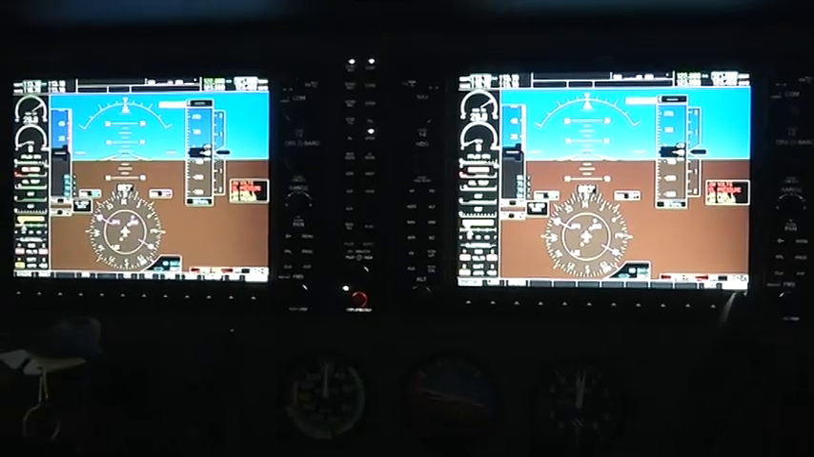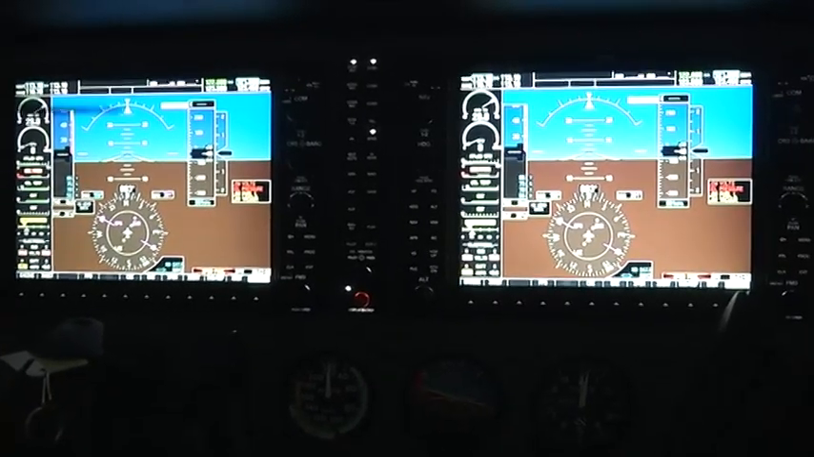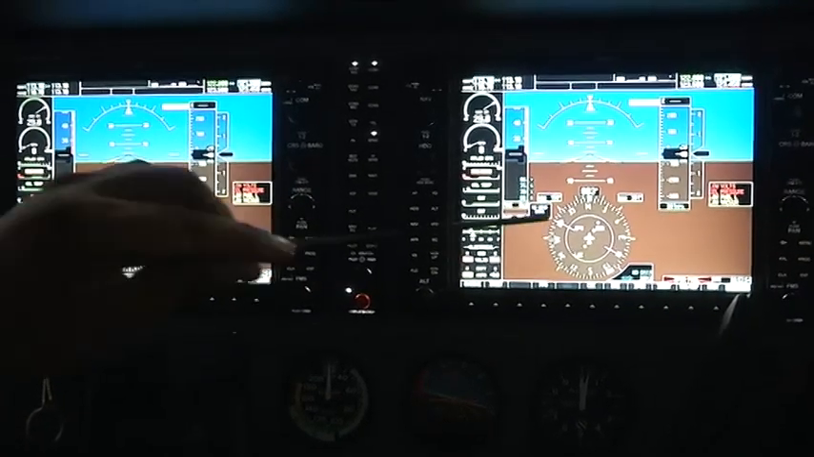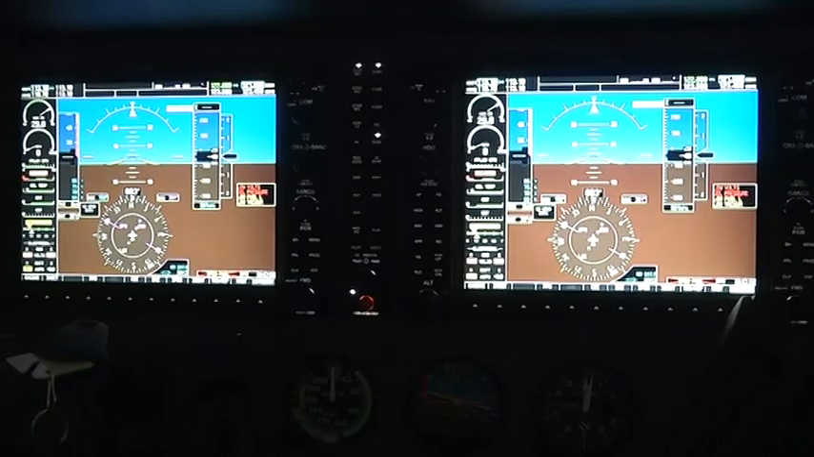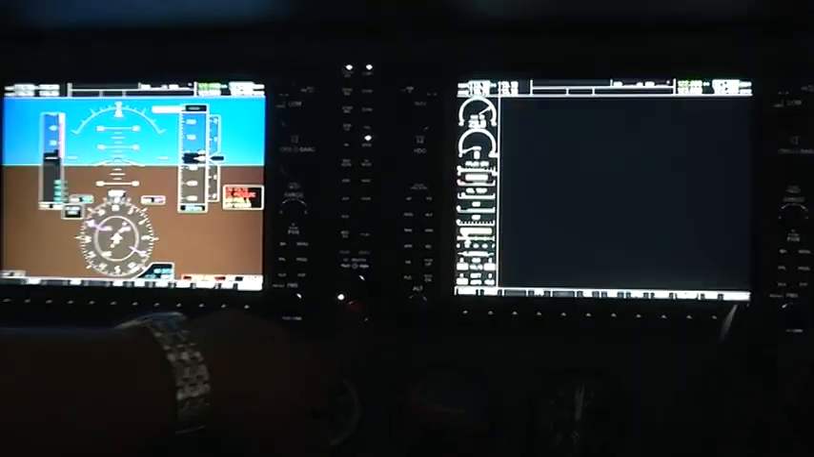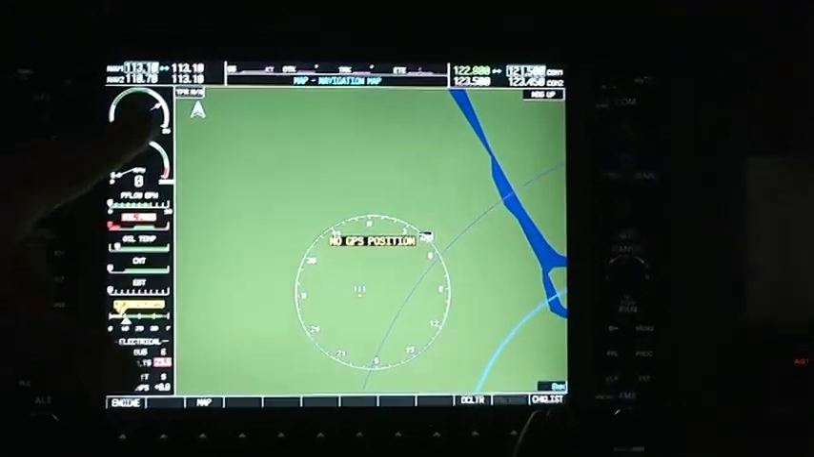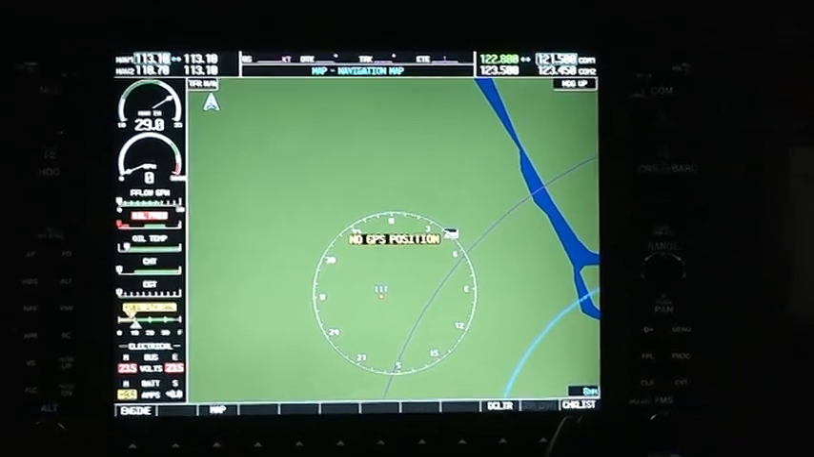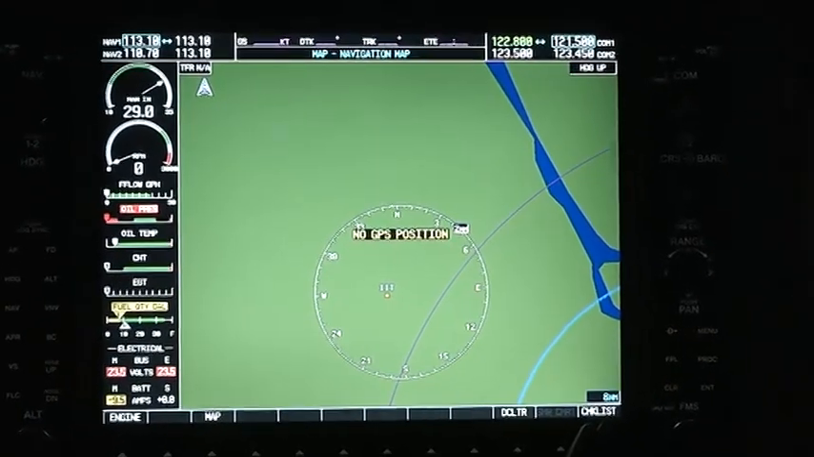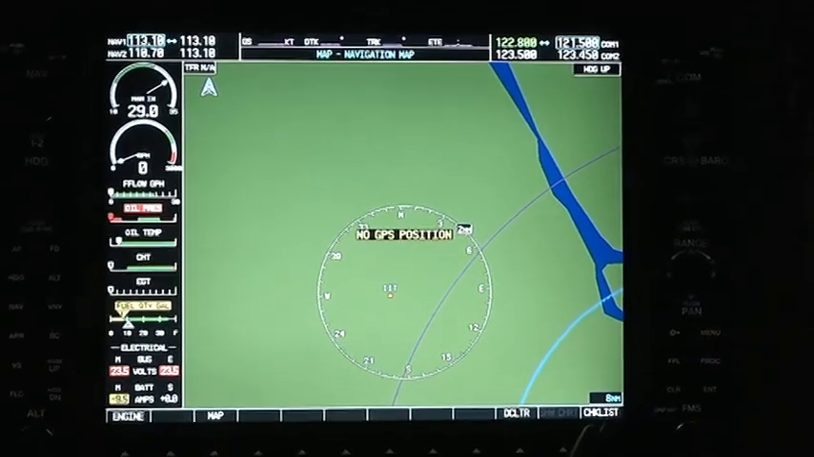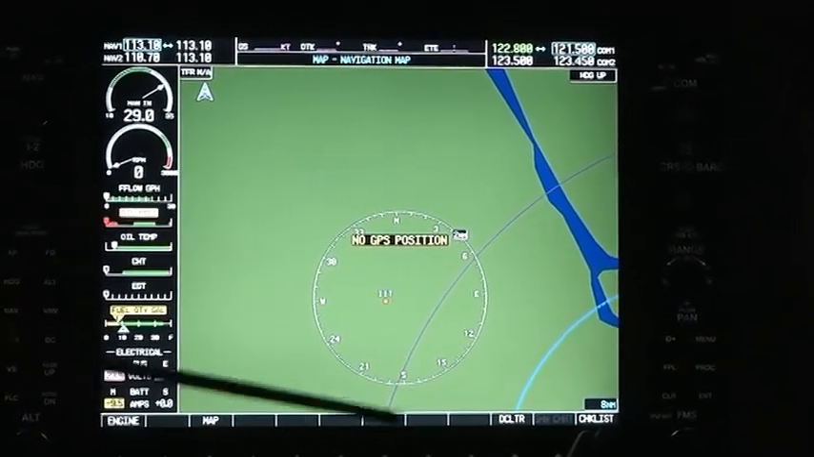As you can see, the two screens are displaying the same data. The PFD as well as the MFD are showing the same data. But we can change the display on the MFD, that is, on the second screen, the multifunction display. We can change the display, and you can see here we are getting the navigational maps.